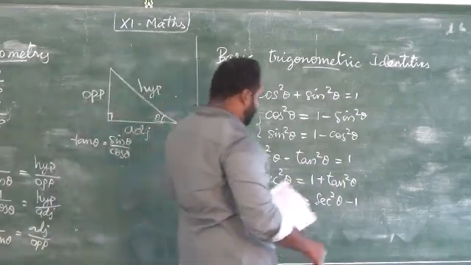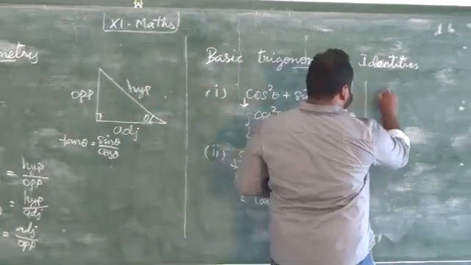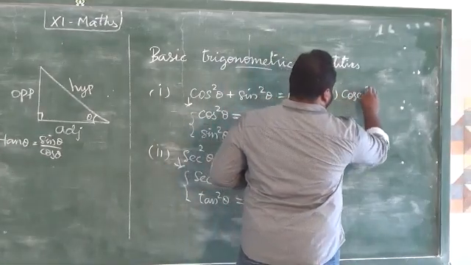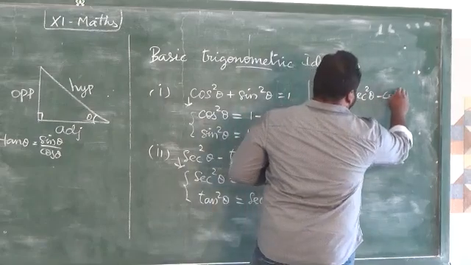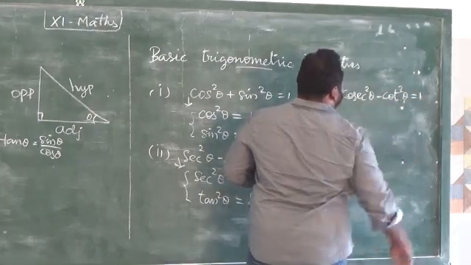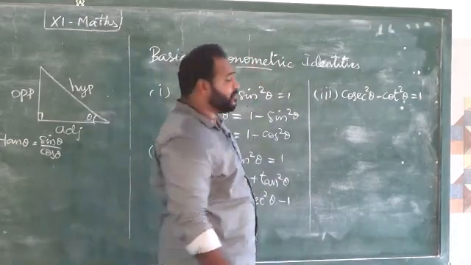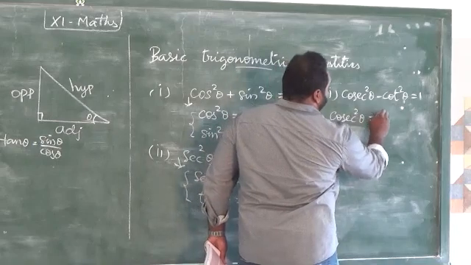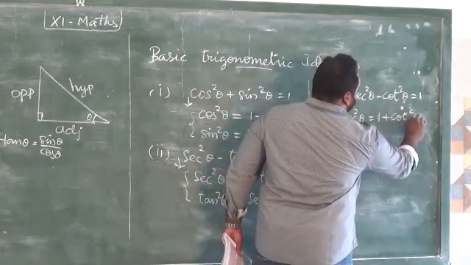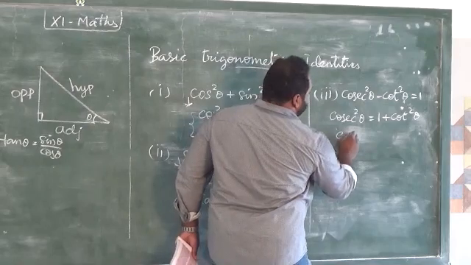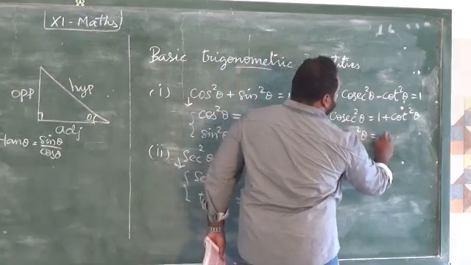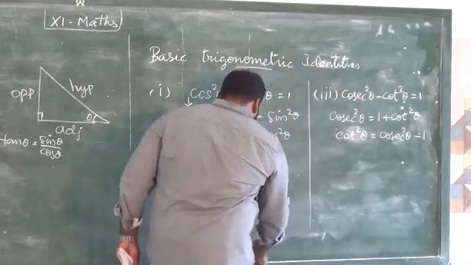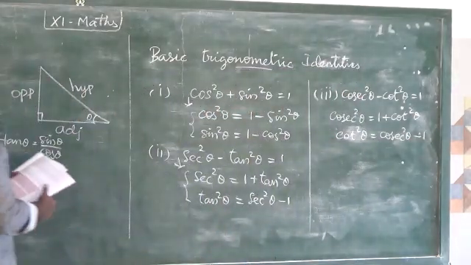Okay, the third identity is cosecant square theta minus cot square theta equal to 1. Once again we can derive 2 identities from this identity. One is cosecant square theta equal to 1 plus cot square theta. Another one is cot square theta equal to cosecant square theta minus 1. So these 3 identities are very important.